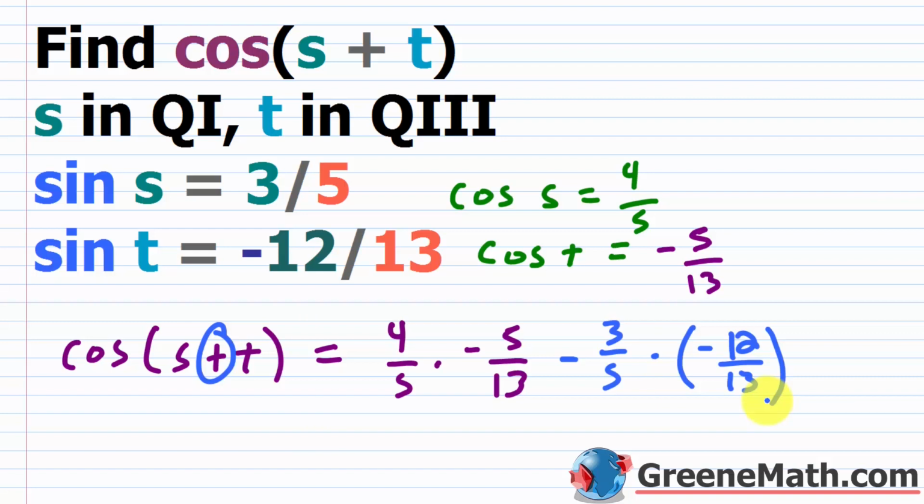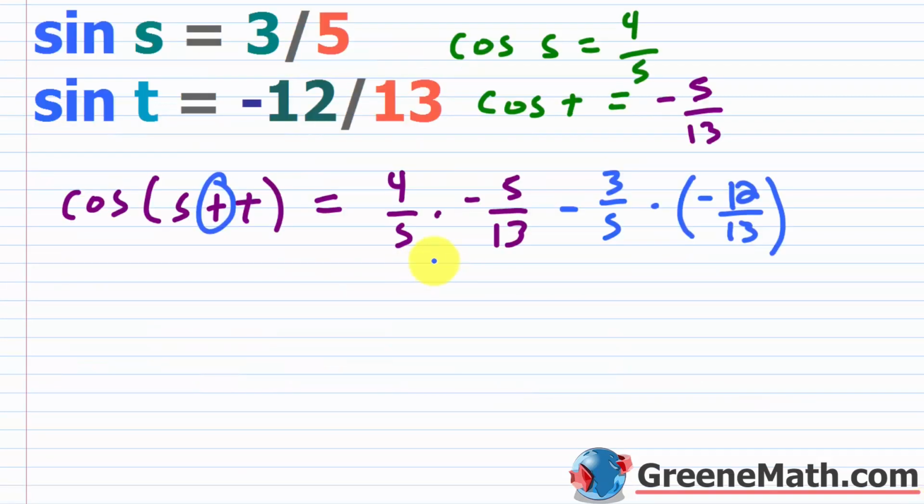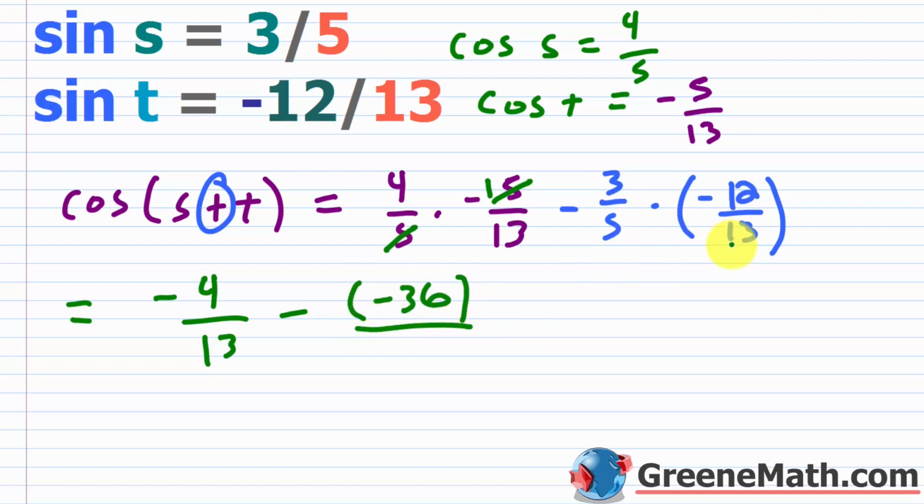So let's come down here a minute and just process this arithmetic. So I'm going to say this is equal to, if I multiply here, you see that this 5 would cancel with this 5, so basically I have a negative 1 there, okay? So this is basically negative 4 over 13, so negative 4 over 13, and then minus, you're subtracting away. This is 3 times negative 12, which is negative 36, I'm going to write this as, over 5 times 13, which is going to be 65.